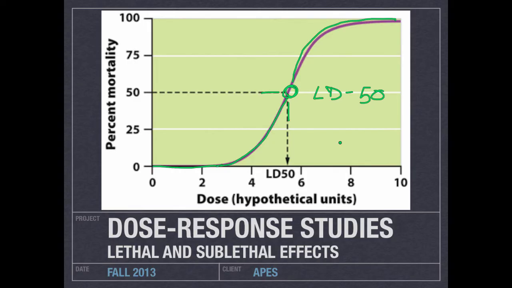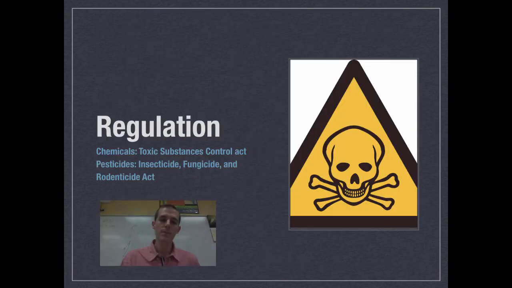So this is the basic method that scientists use to determine the toxicity of a chemical, and then once they've figured out the LD50, they can do comparisons based on known chemicals to say, all right, is this new chemical more or less toxic than chemicals that we already know about?